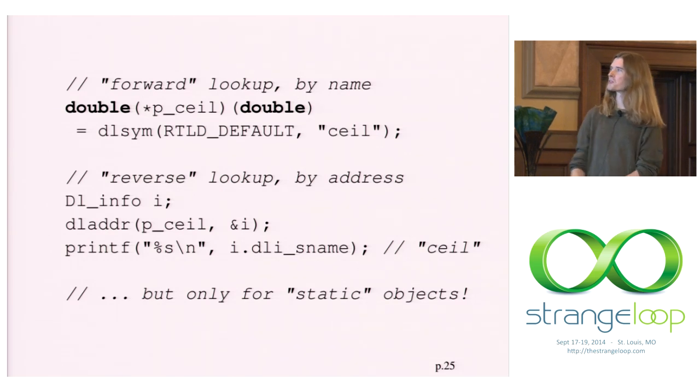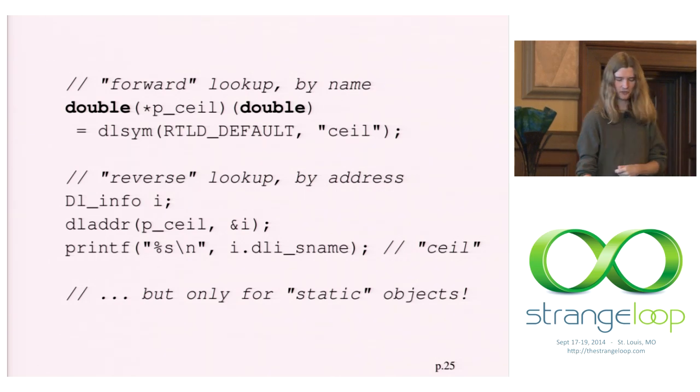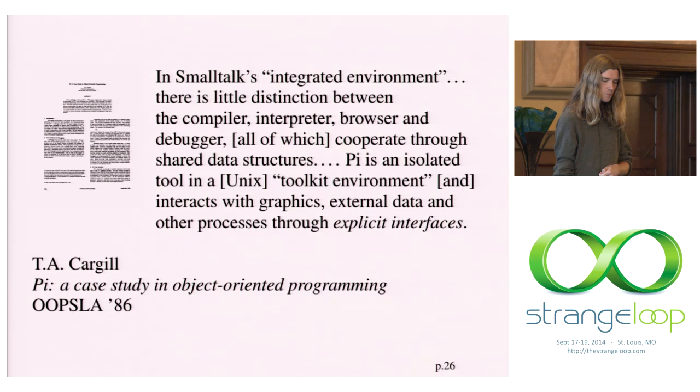Unfortunately, this function only works for static objects, meaning objects that existed at program startup or when the library was loaded. So it's not going to include local variables, not going to include stuff we allocated on the heap. So it's kind of a start, but it's not solving the problem for us.